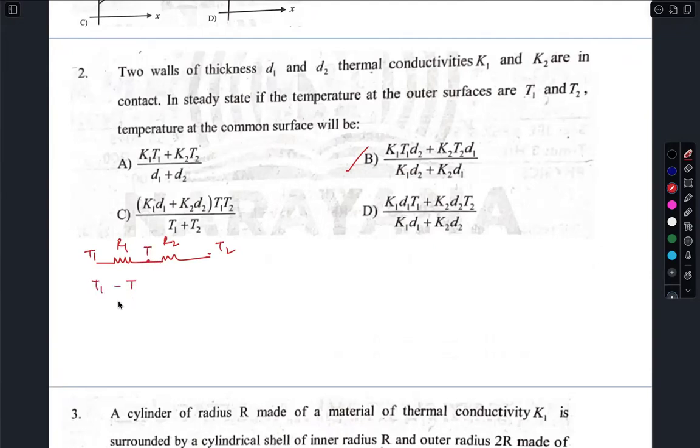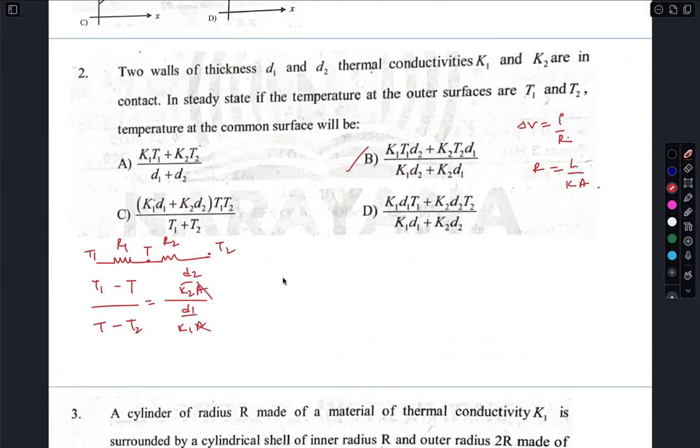So T1 minus T by T minus T2. I am comparing potential differences. Current is the same, so reciprocal of resistances. Temperature potential difference is current times resistance. You know the formula for resistance? Thermal resistance is length by K into A. So what I am doing here is D1 by K1A, D2 by K2A.